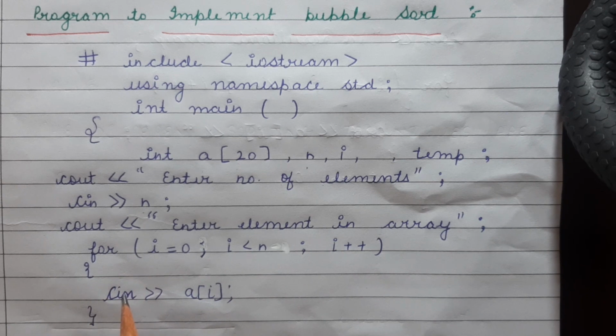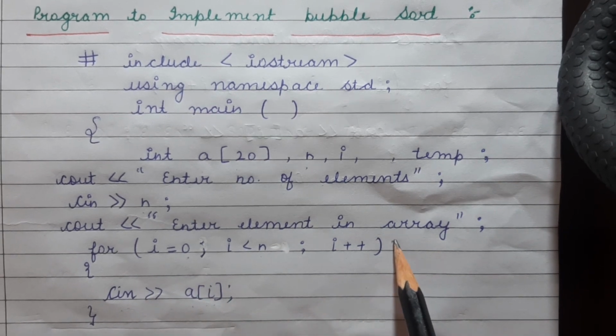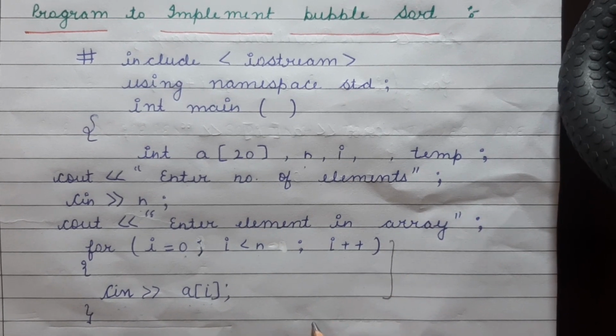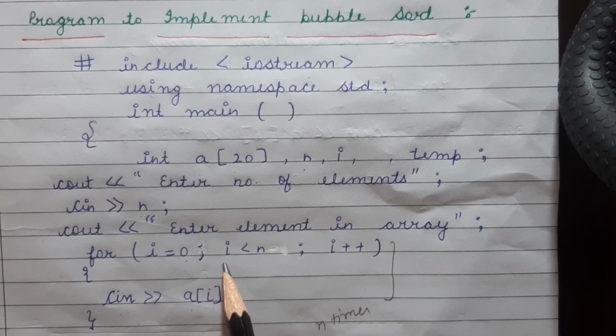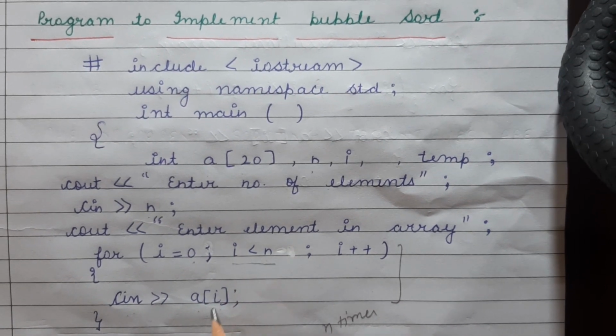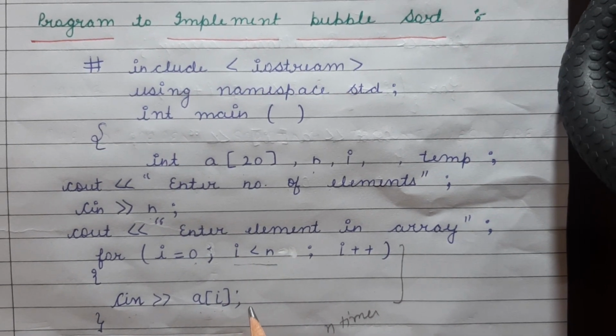So using the for loop, I start from 0, i less than n, i plus plus, cin >> a[i]. Using the cin object, we enter the values in an array named a. Now the thing is, how many times is this loop executed? This loop is executed n times, because it runs from 0 to n minus 1. Okay, so here n has the value 5.